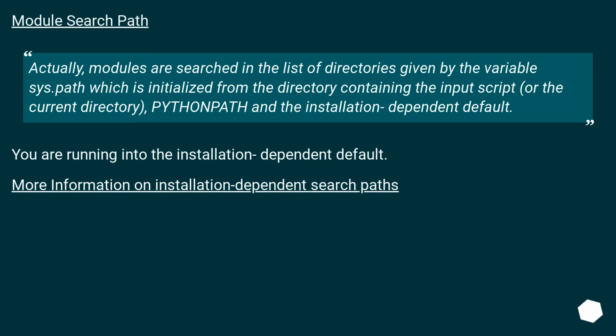Module search path. Actually, modules are searched in the list of directories given by the variable sys.path, which is initialized from the directory containing the input script, or the current directory, PYTHONPATH, and the installation-dependent default. You are running into the installation-dependent default. More information on installation-dependent search paths.